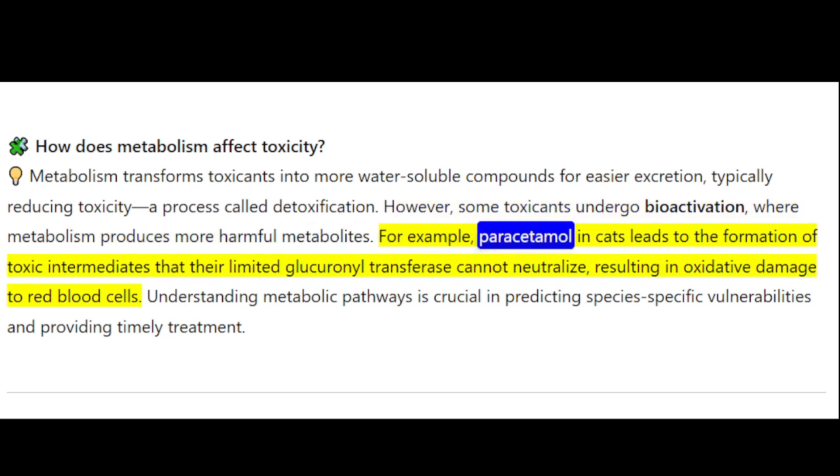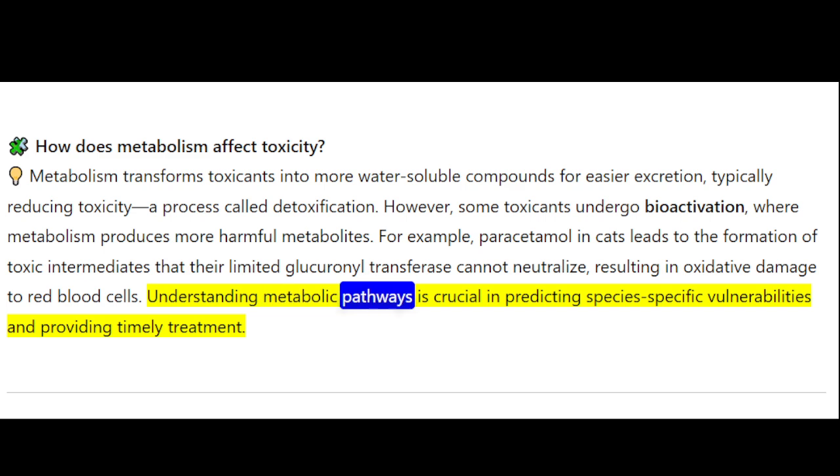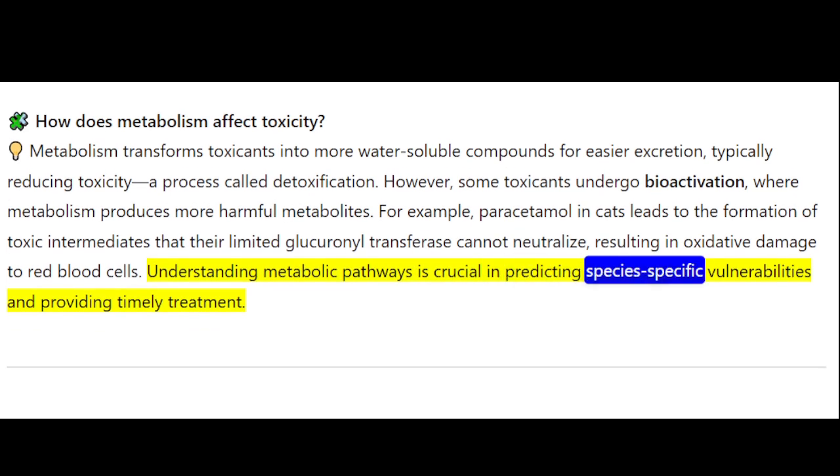For example, paracetamol in cats leads to the formation of toxic intermediates that their limited glucuronyl transferase cannot neutralize, resulting in oxidative damage to red blood cells. Understanding metabolic pathways is crucial in predicting species-specific vulnerabilities and providing timely treatment.